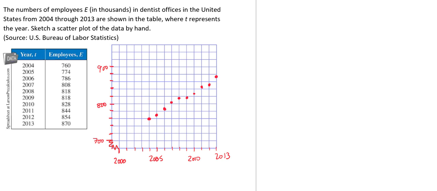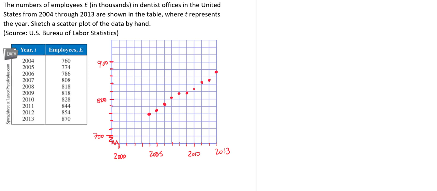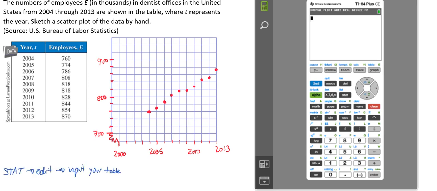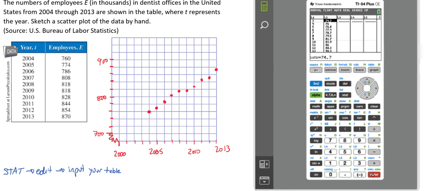So now let's try that with our graphing utility. The first thing we're going to want to do with our graphing calculator is hit the Stat button. Then we're going to go to Edit, and we're going to input our table. So hit Enter on Edit. Now if there's stuff already in there, you're going to arrow up, hit Clear, and then hit Enter. And do the same thing for the other list. Hit Clear, and then hit Enter.